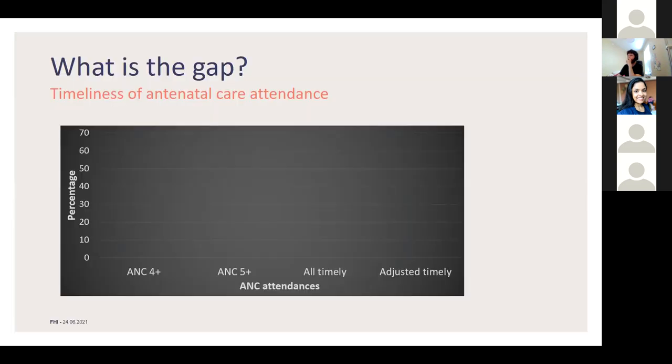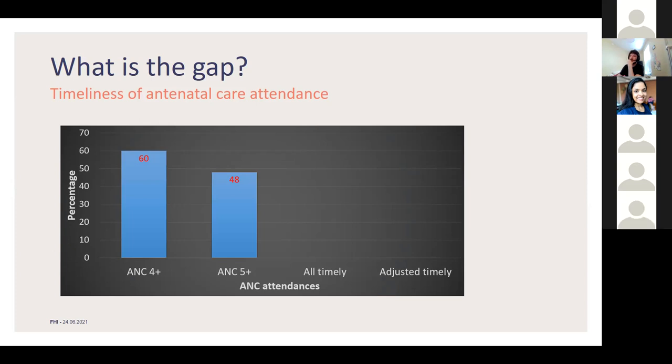Akuba already showed you the gap in attendance, and especially in the timeliness of attendance. Another cross-sectional research we conducted showed the same finding. If you take crude measurements like ANC4+, which is commonly used by many researchers as an indicator of ANC adequacy, it is about 60%. And in Palestine, they recommend 5 focused visits, and that's about 48%. But when we account for the timeliness of visits according to the national guideline, it's only 6%.